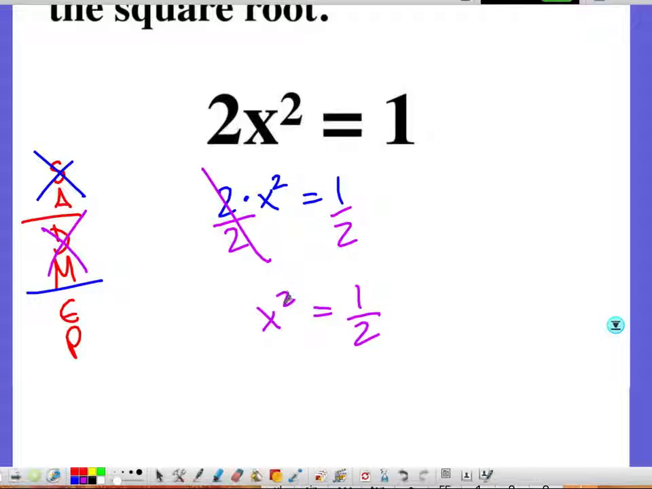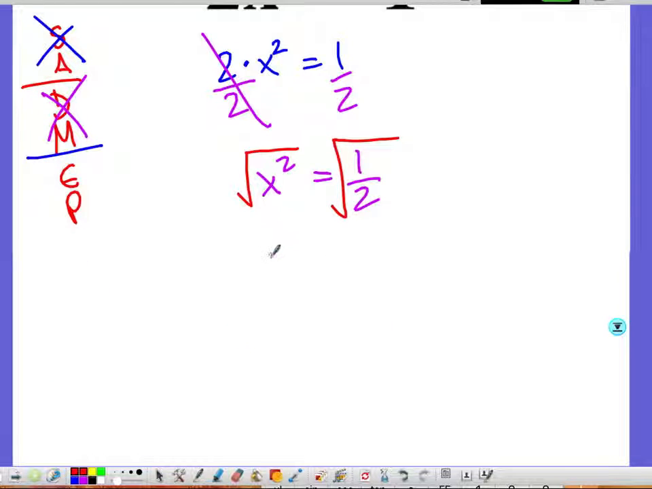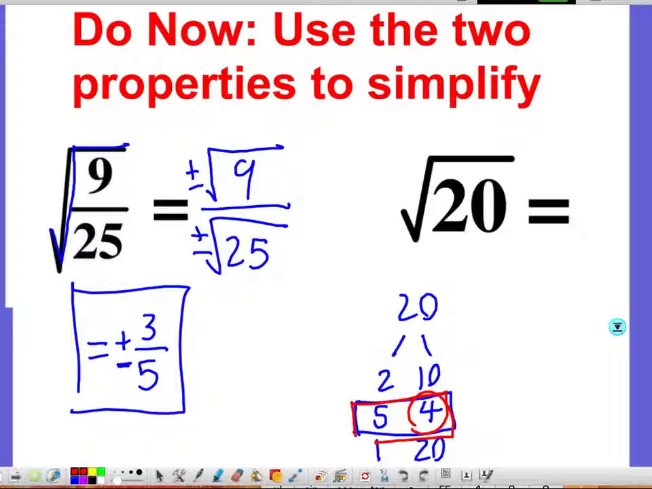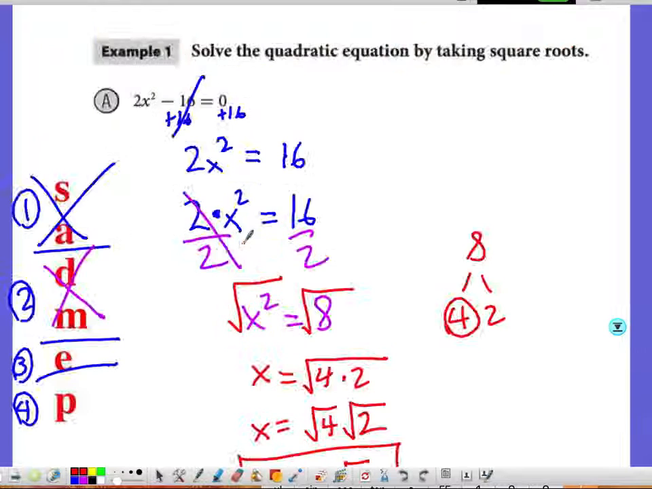Alright, again we have x squared. We solved for x squared, and so now we need to take the square root of both sides. So the square root of x squared is just going to be x. And again, notice how we use the quotient rule whenever we have a fraction. We can separate the square root of a fraction into two square roots, where we take just the square root of the numerator and the square root of the denominator.